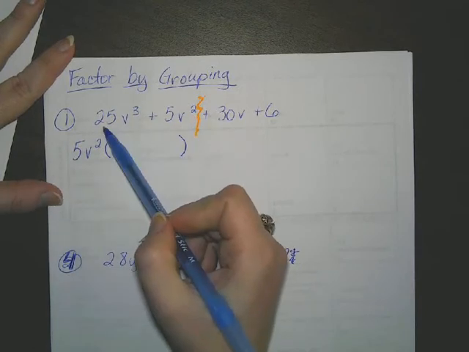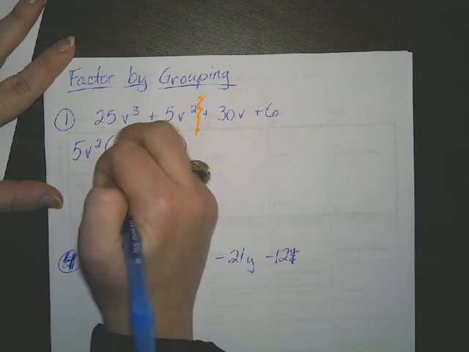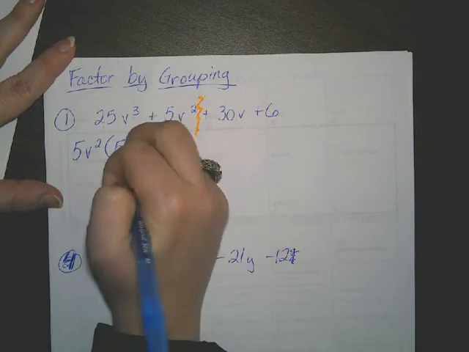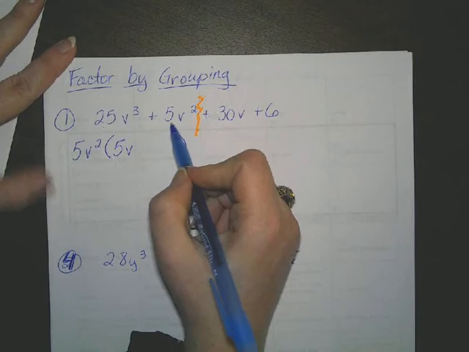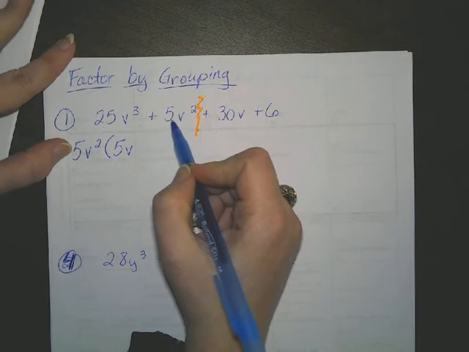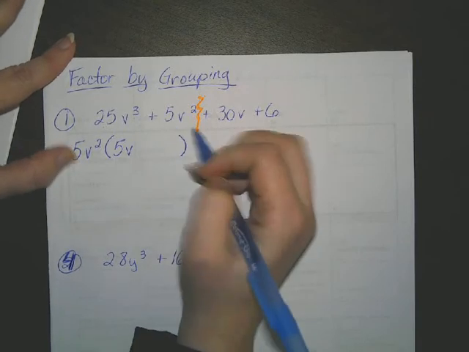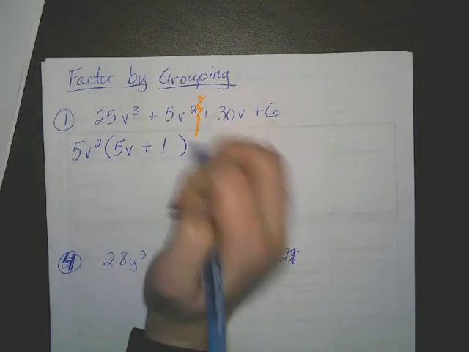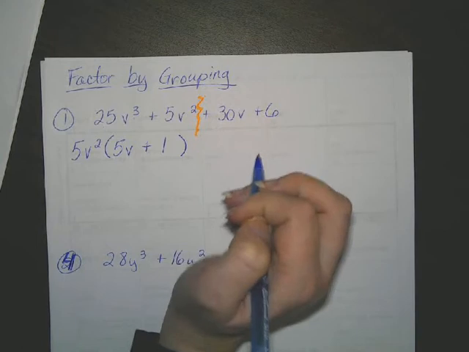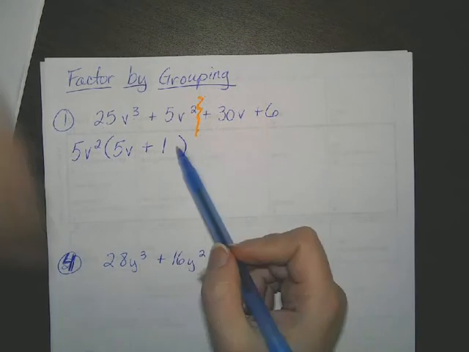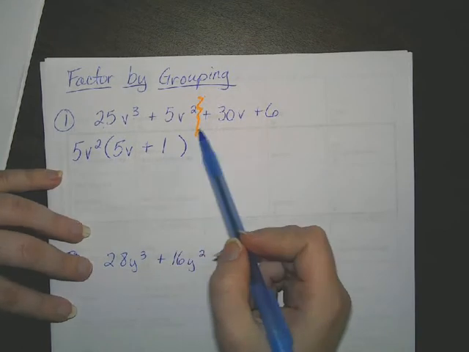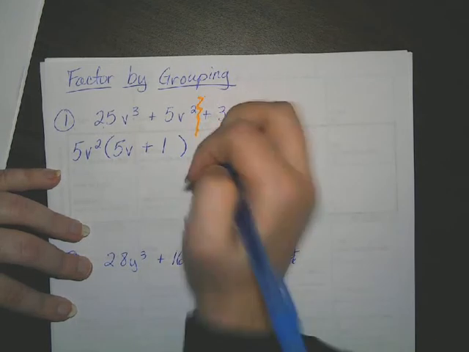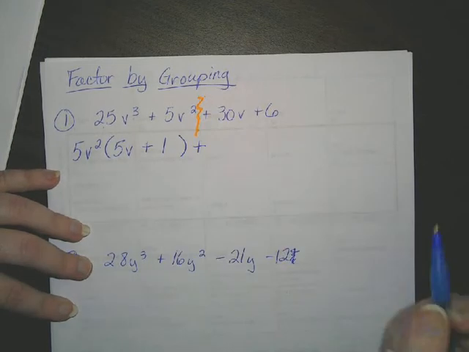Now I have to write down what's left. 25 divided by 5 is 5. V cubed divided by v squared is v. Now this one gets interesting. 5 divided by 5 is 1. V squared divided by v squared is 1. Most people like to put a 0 there. That is not correct. The answer is 1. You still have to put a 1. Now behind the line where you chopped, write down the sign. Then you'll always get the sign right.